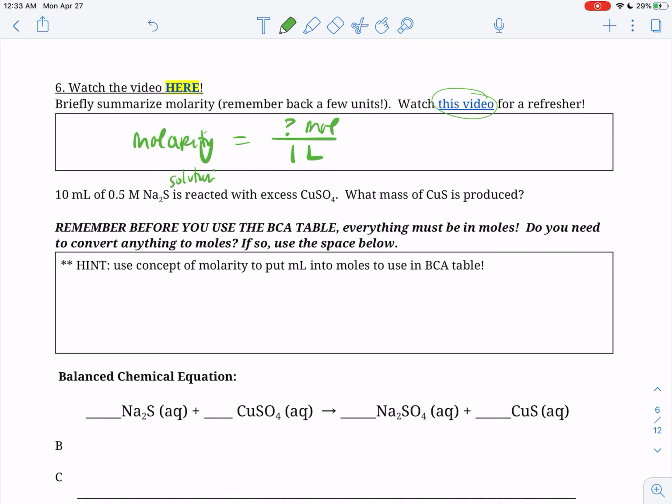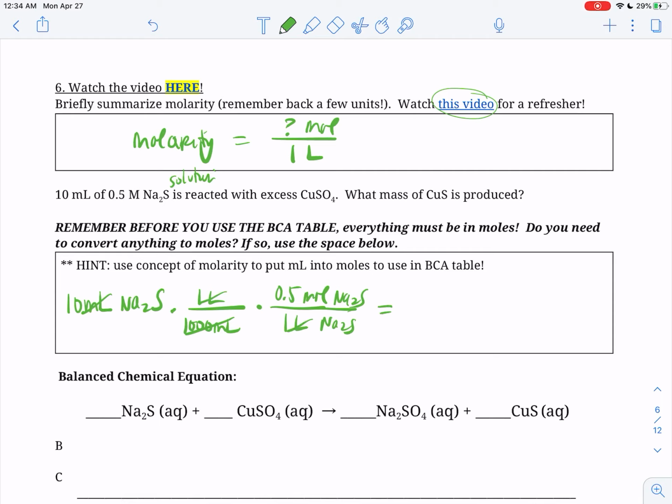So we're going to be given 10 milliliters of this Na2S solution. But again, we need to put it into moles. So first we need to put it into liters, milliliters to 1 liter, and then we're going to use the molarity. If it's 0.5 molar, that means 0.5 moles in 1 liter. So that's going to cancel. Oops, not the 1,000. That's going to cancel.